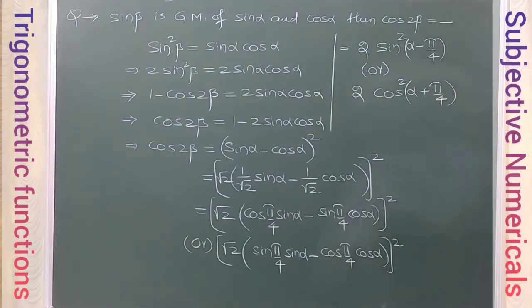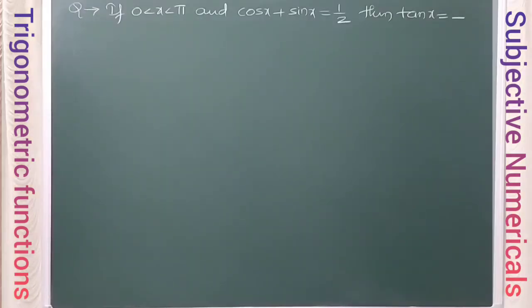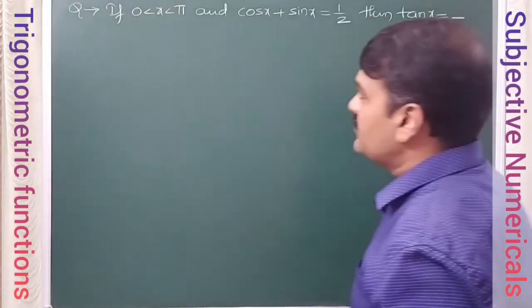So this is the conclusion of the cos 2 beta value. Okay, so let us go to the next problem. The next question we have on the board.